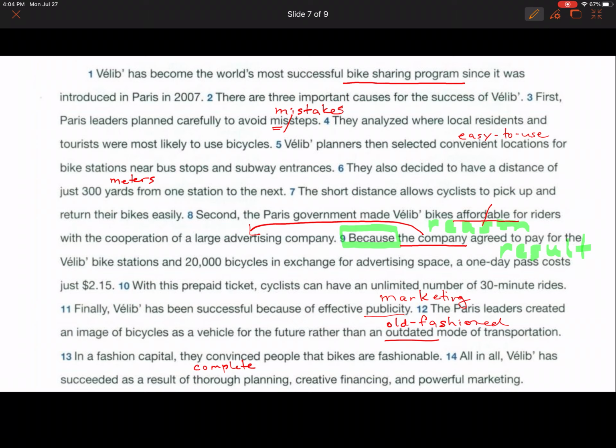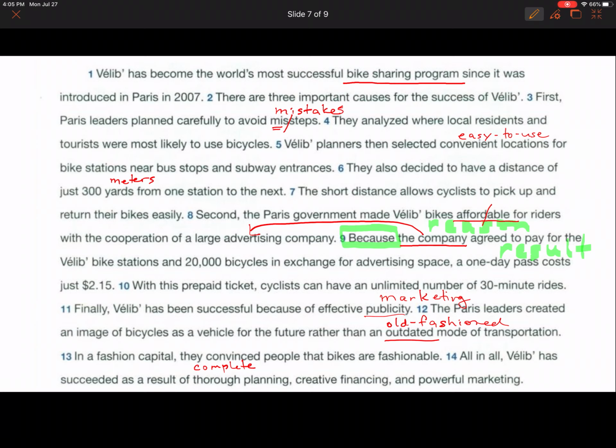So second, the Paris government made Vélib bikes affordable for riders with the cooperation or with the help of a large advertising company. So what does that mean? It means that the Paris government didn't pay for it completely themselves, did they? Okay, they got the financial help of a large advertising company. So what did the advertising company get in return? So if they helped to pay for it, what did they get? Let's keep reading to find out. Because the company, which company?